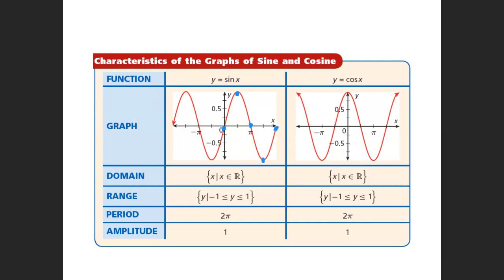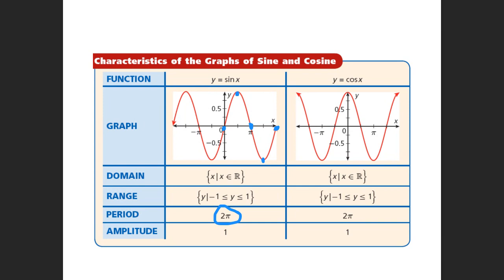What is the period for the sine function? It is 2 pi, because if you see here, this is pi, 2 pi. So for the sine function, the period is 2 pi. The domain is all real numbers. You could put anything in there. The range, though, is between -1 and 1.